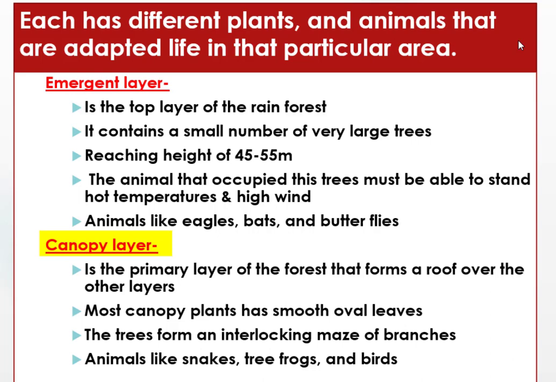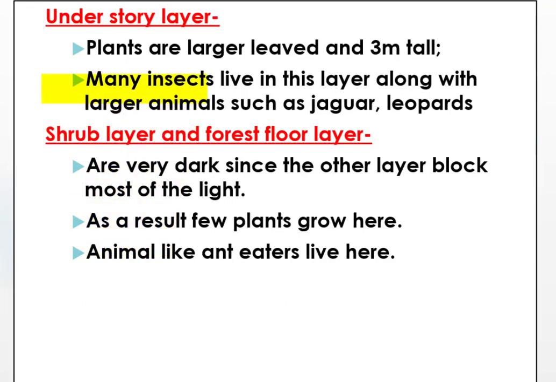Most canopy plants have smooth oval leaves. The trees form an interlocking maze of branches. Animals that mostly live in this layer include snakes, tree frogs, and birds. Understory layer is the third layer of tropical rainforest. This layer supports 3-meter tall plants that have large and broad leaves. This layer supports many insects along with large animals like jaguars and leopards.